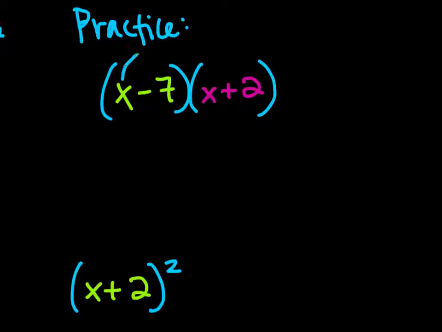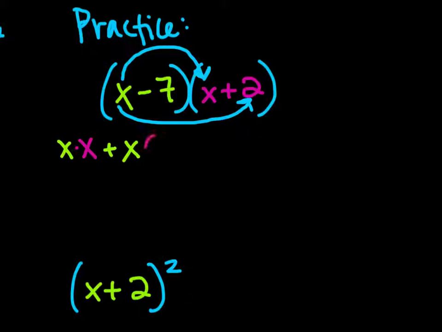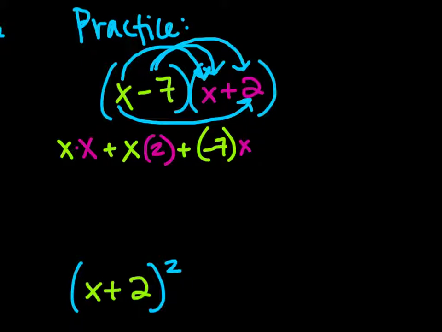So first things first, we're going to multiply our first terms. So we have x times x. We're then going to multiply our outside terms. So we get plus x times 2. We're then going to multiply our inside terms. So we have plus a negative 7 times x. And we'll multiply our last terms, and we get plus a negative 7 times 2.